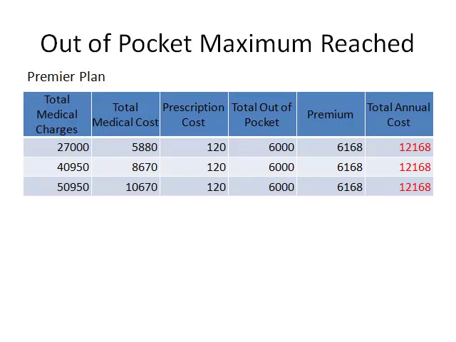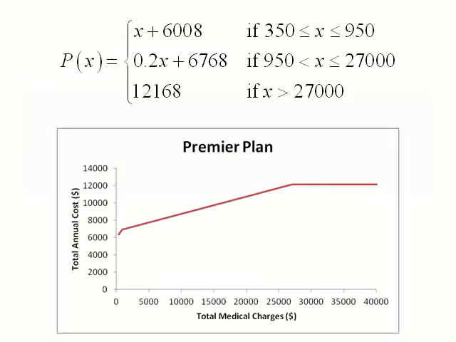The total annual cost in the last segment is constant. The equation of this line segment is y equal to 12,168. This equation is valid for charges greater than $27,000. As before, the slopes on this piecewise linear function correspond to the percentage of the charges the insured party is responsible for.